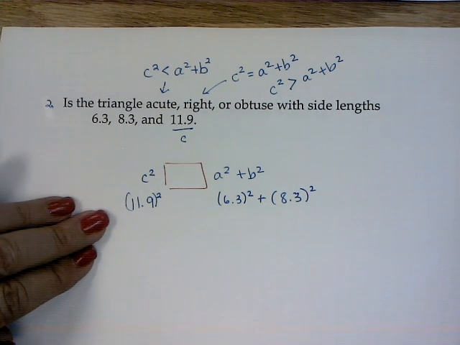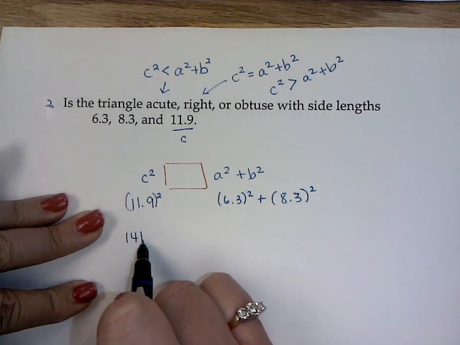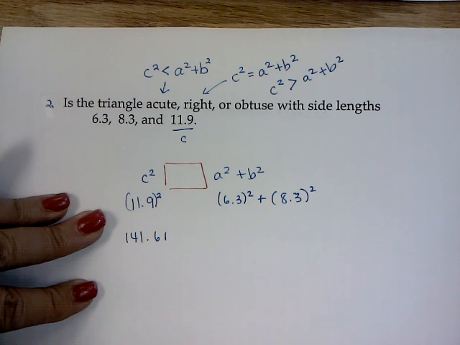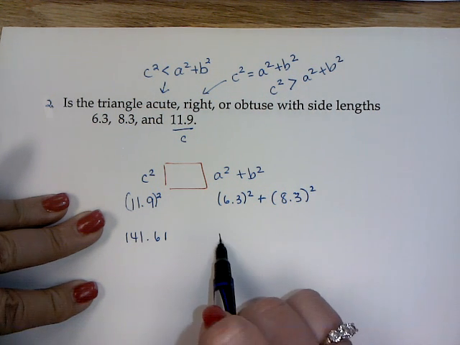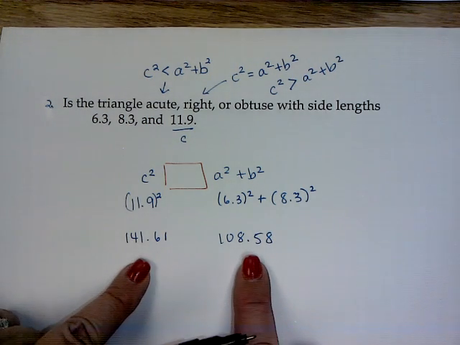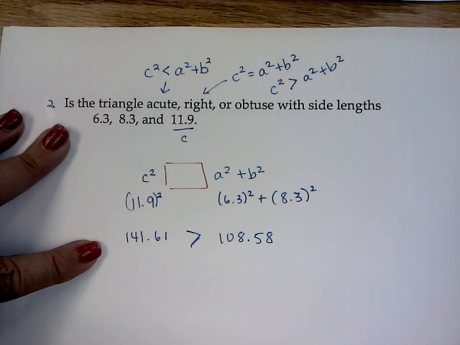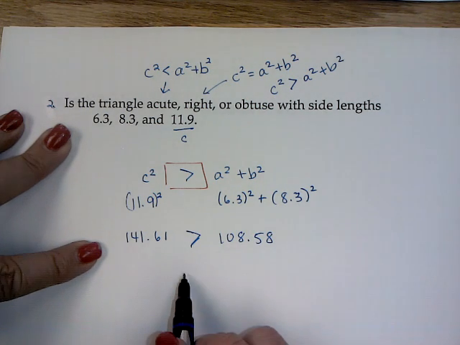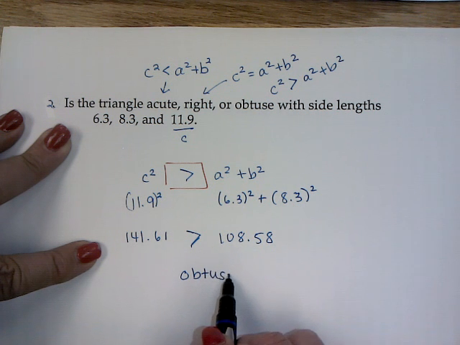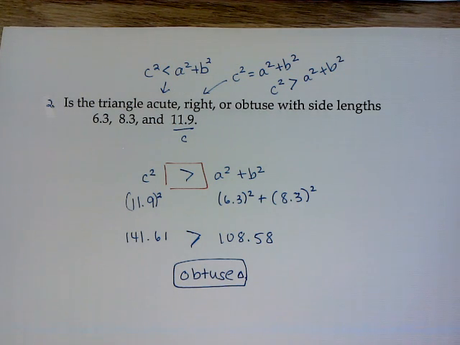So now I need to go ahead and do some math. 11.9 squared gives me 141.61. 6.3 squared plus 8.3 squared gives me 108.58. So now, looking at these two numbers, 141.61 is greater than 108.58, which means c squared is going to be greater than a squared plus b squared, which means I have an obtuse triangle. Obtuse triangle.